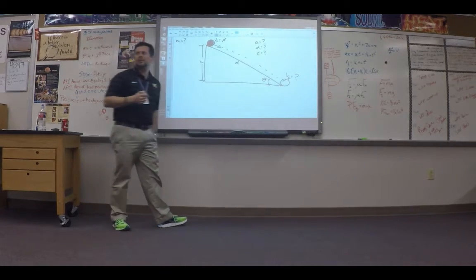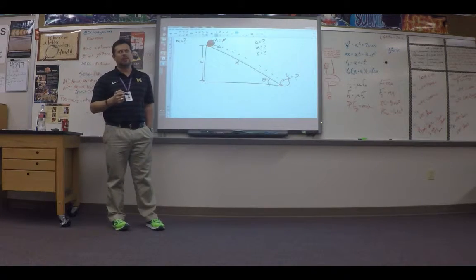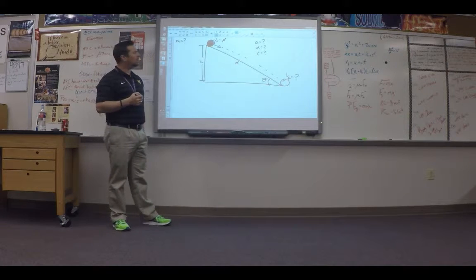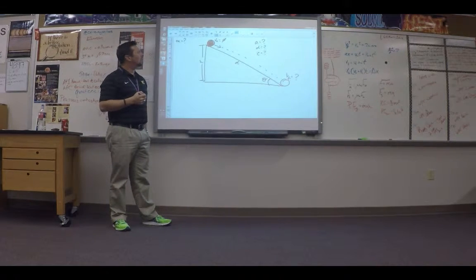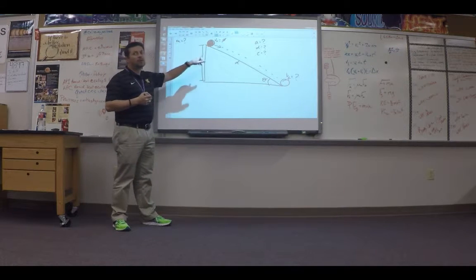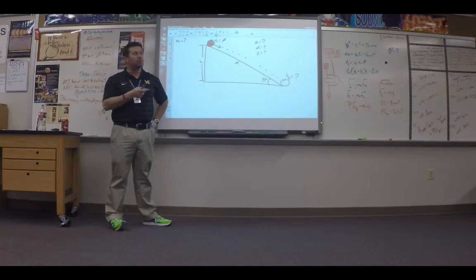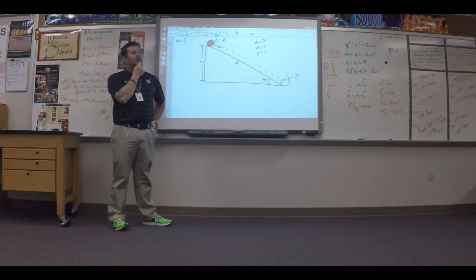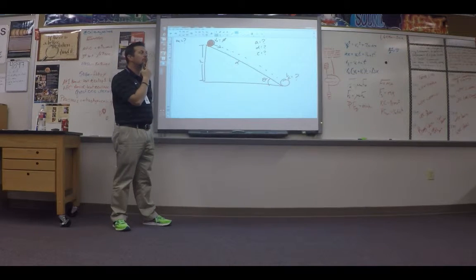What's that? Gravity. What direction is gravity accelerating? Down. 9.81 meters per second. Gravity's acting down. So if it were falling straight down, it would accelerate 9.81 meters per second squared. But it's not, so we have to find the acceleration. So is it as much or less? It's going to be less, because it's at an angle.